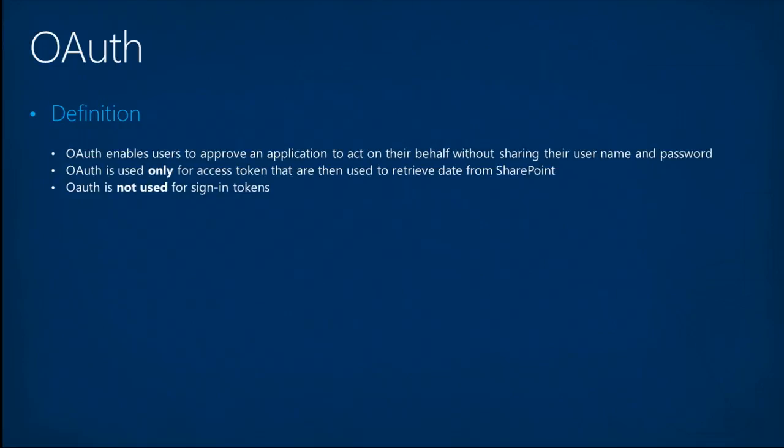Well, OAuth enables users to approve an application for specific permissions. I can create an OAuth application that has permissions to just a list, or just the web, or just a document library. I can say, you have to have permissions. And when the end user goes to click it, it'll say, hey, do you trust this? Yes, I do. Because inherently, we all just press yes.